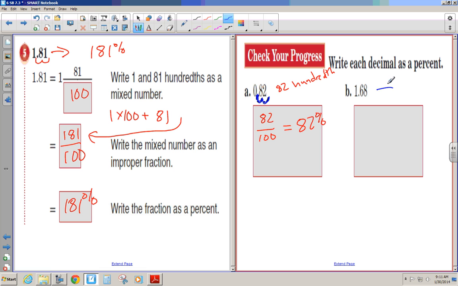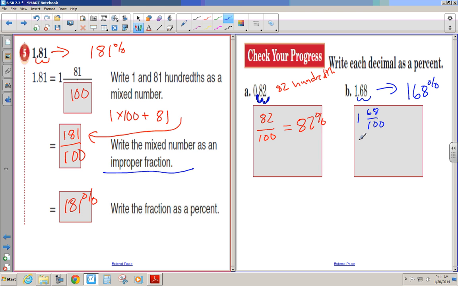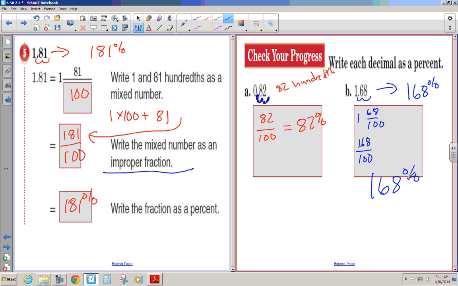1.68, the quick way gives you 168%. Move the decimal. The math behind it says it's 1 and 68 hundredths. Converting it to an improper fraction gives me 168 hundredths, which now tells me 168%.